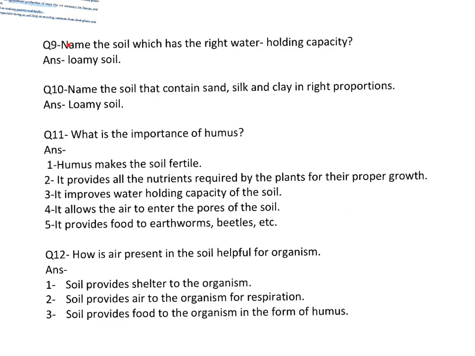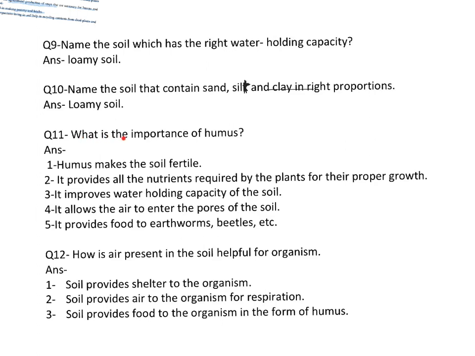Today's question, name the soil which has the right water holding capacity. And you all know the answer is loamy soil. This next question, name the soil that contains sand, silt and clay in right proportion. And the answer is again loamy soil.